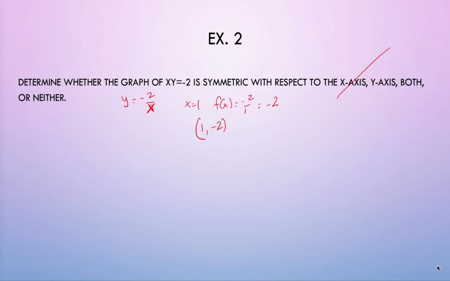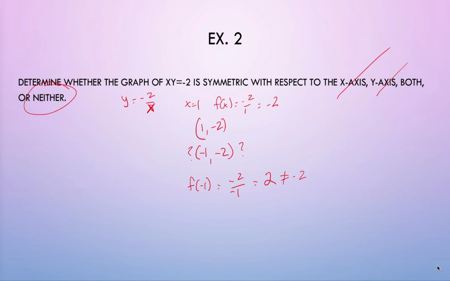We can also see whether, if we make the x negative, (negative 1, negative 2) is on the function. So f of negative 1 is negative 2 over negative 1, which is positive 2, which does not equal negative 2. So it is not symmetric with respect to the y-axis. So not symmetric with respect to either of them. It is, I believe, symmetric with respect to the origin, but that's not what the question is asking.